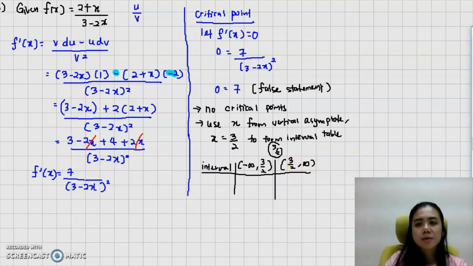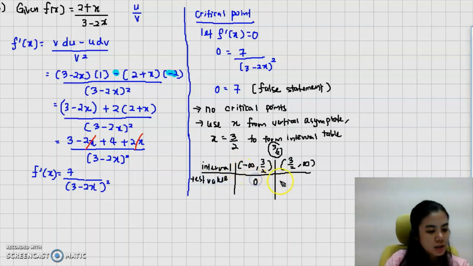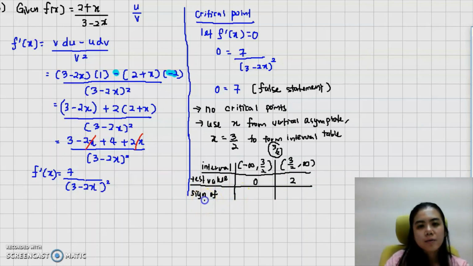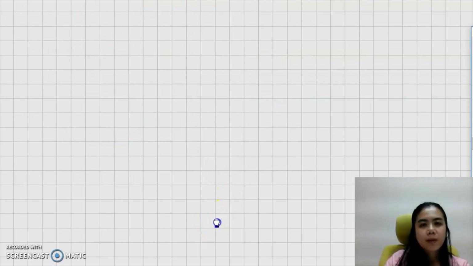Okay, again we're going to repeat the same step that we have done in the previous example. We will put the test value for each interval. So in here I'll put 0, and in here I'll put 2. Okay, and then we will test the sign of your f prime. So we substitute in here to check the sign. We obtain a positive value here, and substituting in here you also have a positive value. So that is your table.